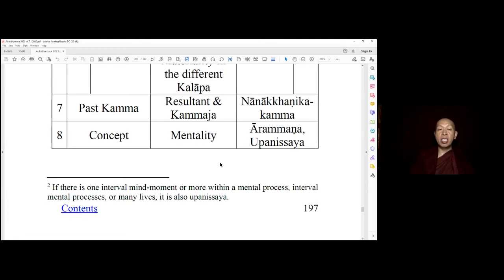Then eight, concepts and mentalities. It will be Arammana and Upanissaya. So I just categorize into eight groups according to the conditions. This is a brief introduction to Patthana. Okay? Okay, thank you, Bhante.